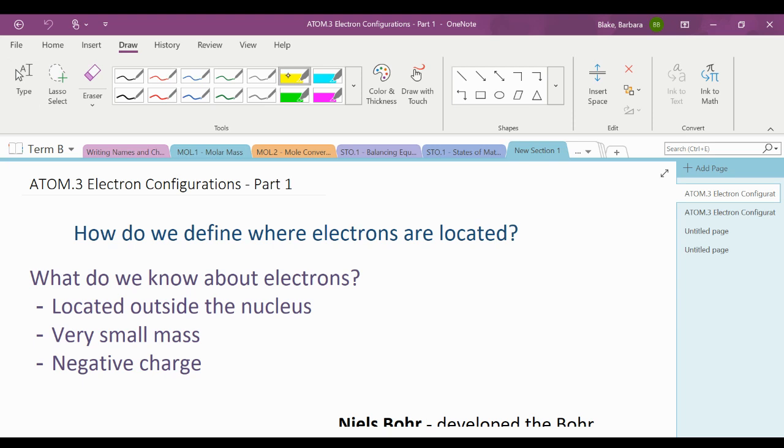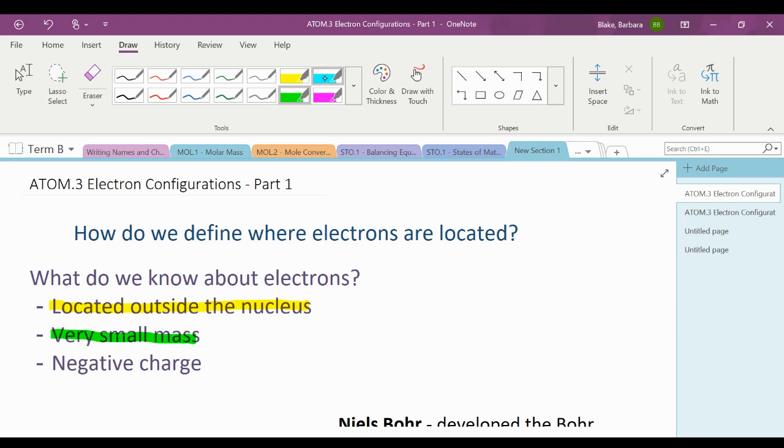Well, we know that electrons are located outside the nucleus. But usually, when we talk about atomic structure, we leave it at that and know that protons and neutrons are in the nucleus, but electrons are on the outside. We know that electrons have a very small mass, so small that it's insignificant when we're trying to count the mass of an atom because it's just that small.